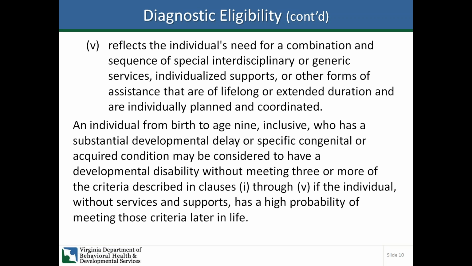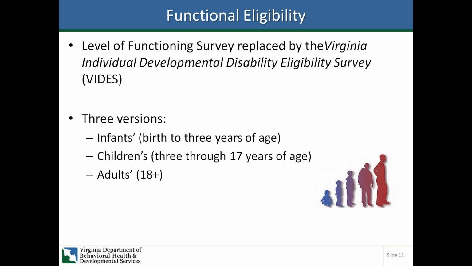In response to requests from our stakeholders, DBHDS is developing a guidance check sheet to assist staff, CSB staff, to ensure that the elements of this new definition are present when they are screening individuals for waiver services. That guidance check sheet will be made available shortly. In terms of functional eligibility, as I mentioned, we are moving from the current Level of Functioning survey that we've used for many years to the VIDES.